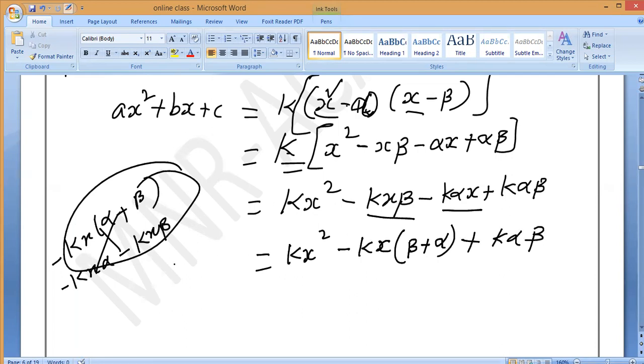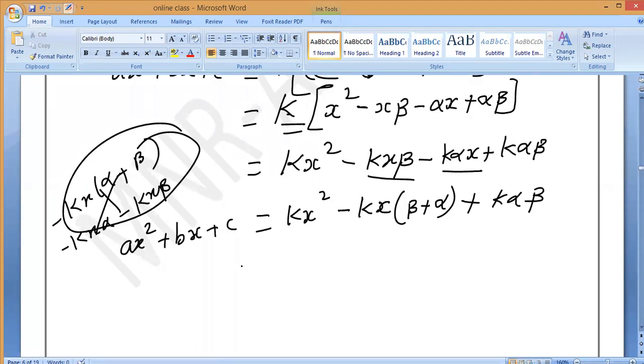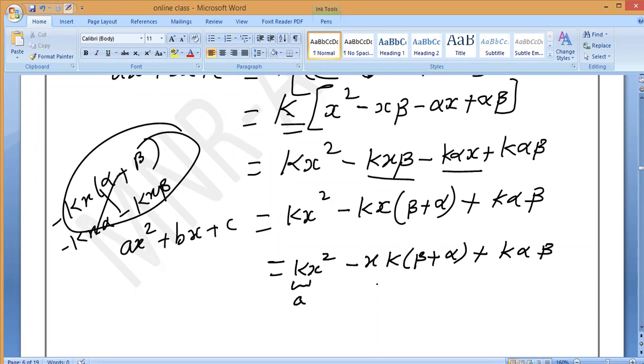Now if you compare, this equation looks like ax square plus bx plus c. Is it true or not? Observe carefully, all of you. So let us modify according to that: kx square minus kx times alpha plus beta, plus k alpha beta. Now observe carefully here. k is equal to a, the coefficient of x square. Next, b, in place of b, what is the coefficient? It is equal to minus k times alpha plus beta. Is it yes or no?